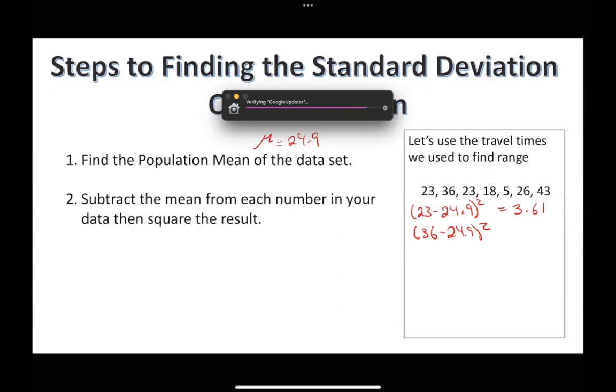That's a big number, 123.21. Thankfully, we already know 23.